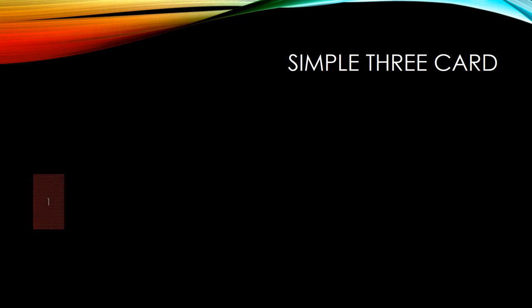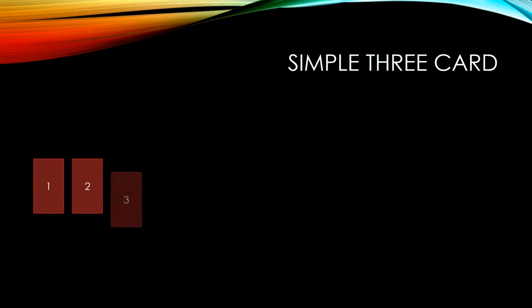Simple 3-card spread. These are some of the most famous ones. They're quick and they're easy, and everybody uses them for the quick and easy reads, right? Past, present, future. It's really that simple. What did happen, what is happening, what's going to happen. Use them all the time.